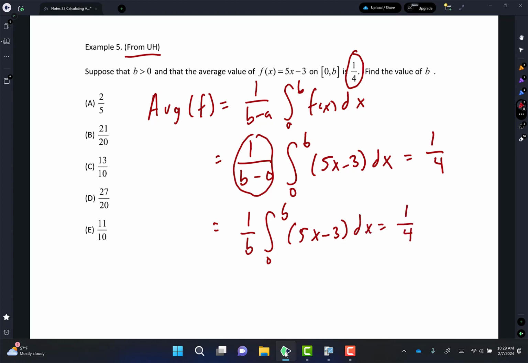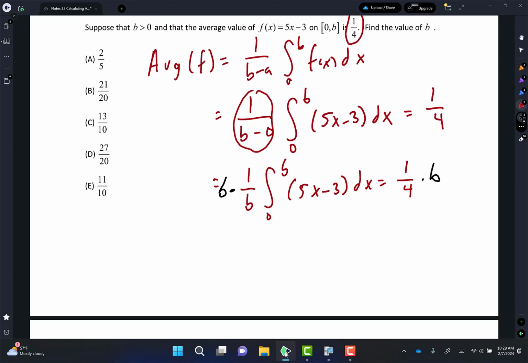Relax, guys. This is simple. What I'm trying to solve for is b. I have to do an antiderivative, so before I do that, I'm going to multiply by b. Now I have the integral from 0 to b of 5x minus 3 dx equals b over 4. I could have left it over there and distributed it, but that's fine.